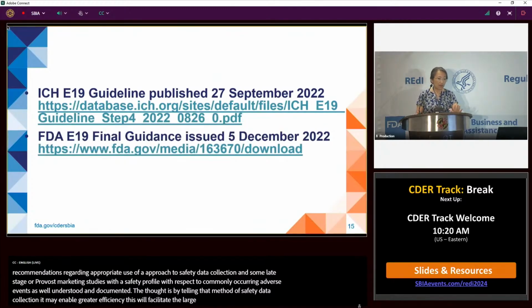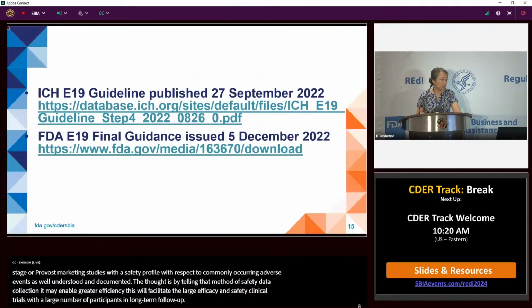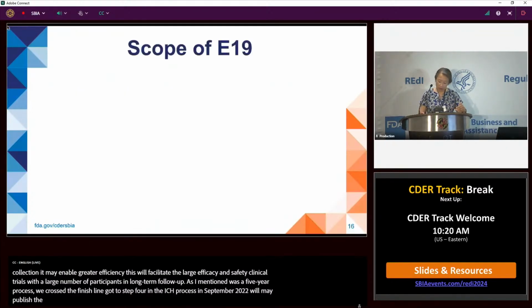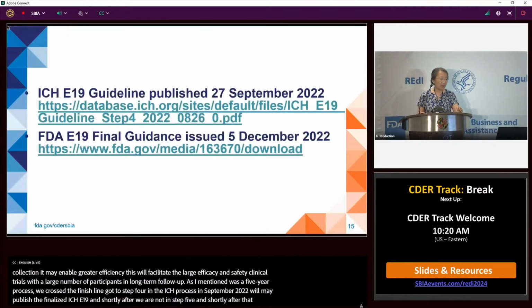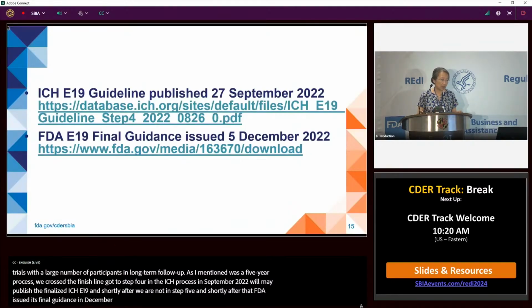And as I mentioned, it was a 5-year process. We crossed the finish line. We got to step 4 of the ICH process in September of 2022, when we actually published the finalized ICH E19. And shortly after that, we're now in step 5. Shortly after that, FDA issued its final guidance in December, and this is signaling that FDA is now implementing ICH E19. Other regulatory agencies have done so as well.